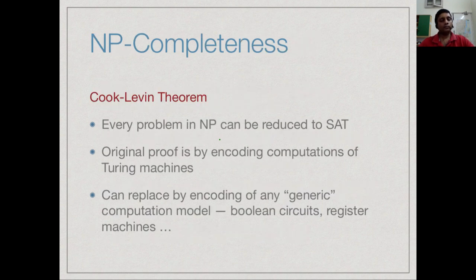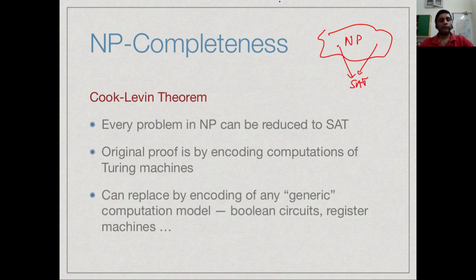Now the famous theorem by Cook and Levin says that every problem in NP can be reduced to SAT. Okay, now this is a rather amazing theorem, because it says that if I take everything in NP, anything there, I can reduce to SAT. Okay, so there is some reduction by taking an instance of that problem. I can convert it to an instance of SAT, solve the instance of SAT and go backwards.